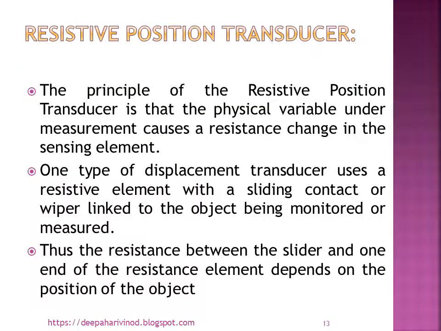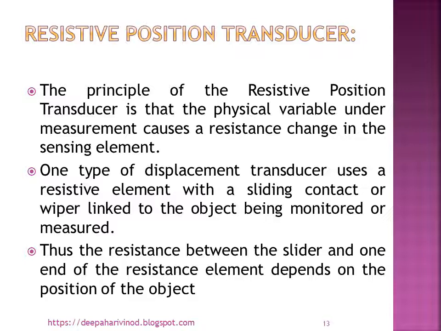So how does it work? The principle of the resistive position transducer is that the physical variable under measurement causes a resistance change in the sensing element. If we apply any force or pressure on the resistive position transducer, then it causes the resistance change in the sensing element.